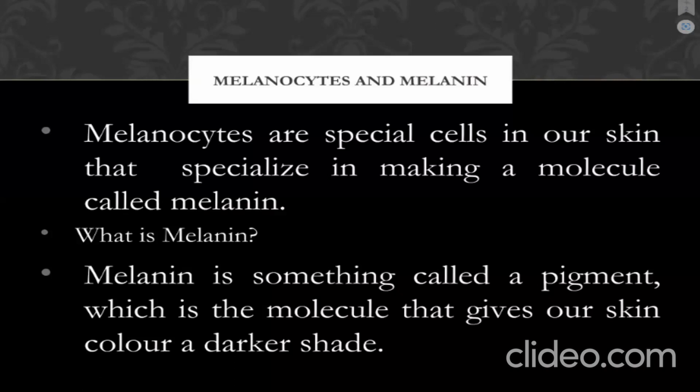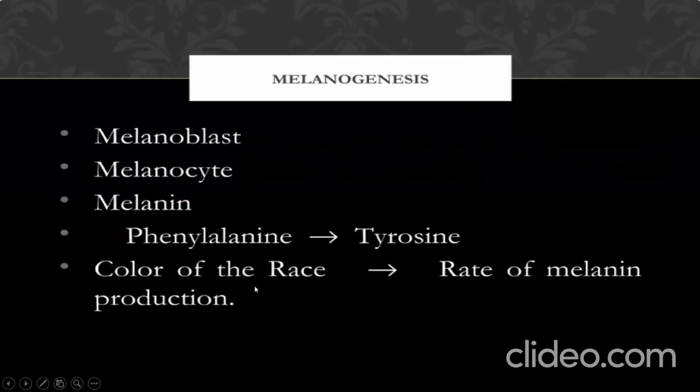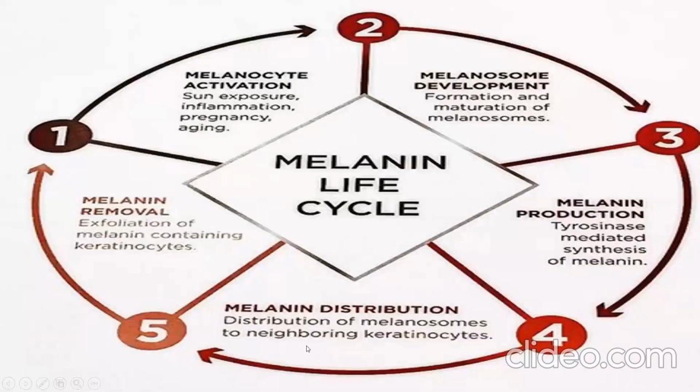Melanin is a pigment, the molecule that gives our skin color, a darker shade. What does melanin actually do? Melanin protects our skin from damaging ultraviolet rays from the sun. It also causes sun tanning. In melanogenesis, first there is formation of melanoblast, then melanocytes, and after that melanin. In this process, phenylalanine converts to tyrosine, and the skin color depends on the rate of melanin production. This is the melanin life cycle.